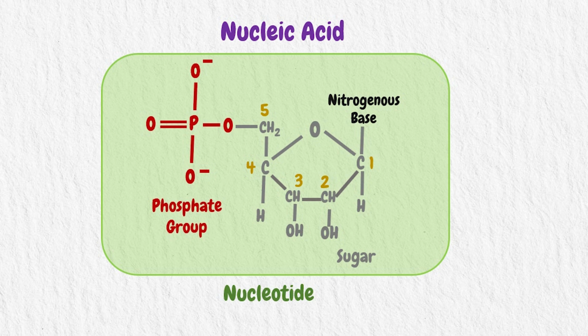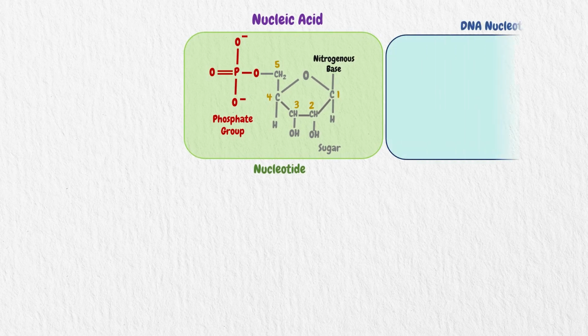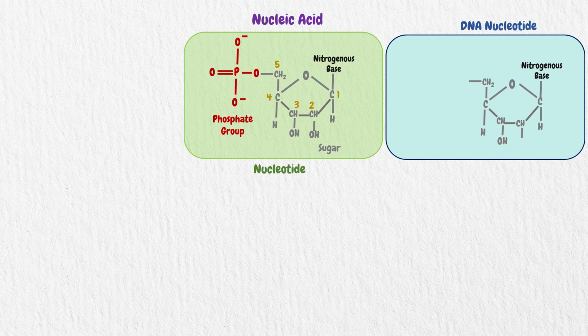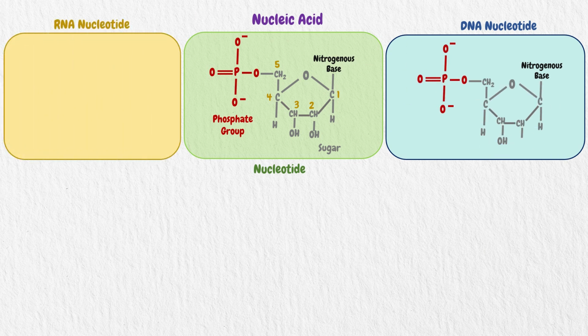There are two types of nucleic acids, deoxyribonucleic acid and ribonucleic acid. Let's understand the structure of DNA nucleotide. Well, it has a nitrogenous base, pentose sugar, and a phosphate group. RNA nucleotide has a nitrogenous base, phosphate group, and a pentose sugar.